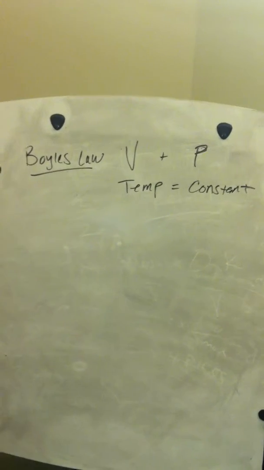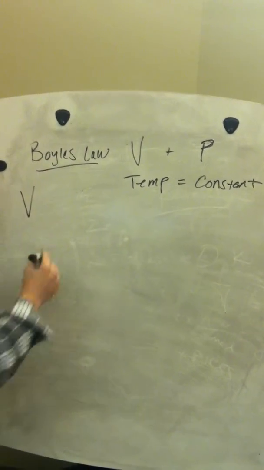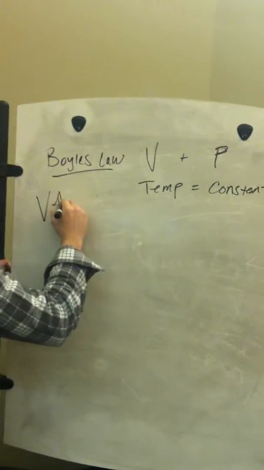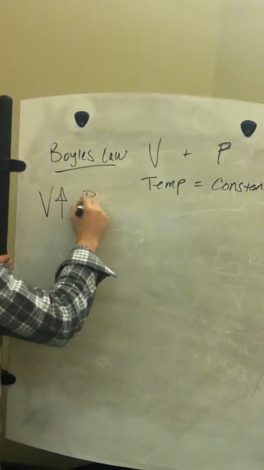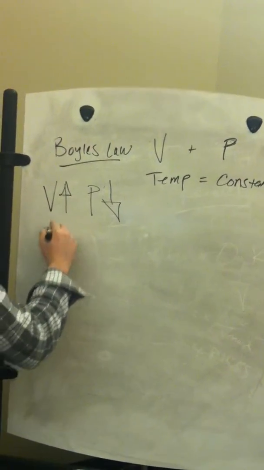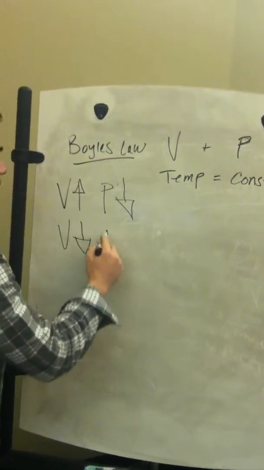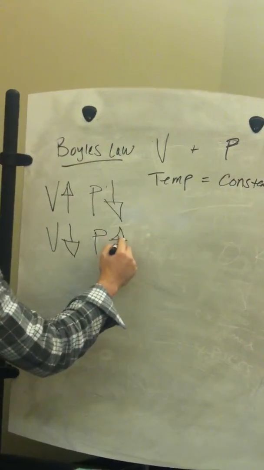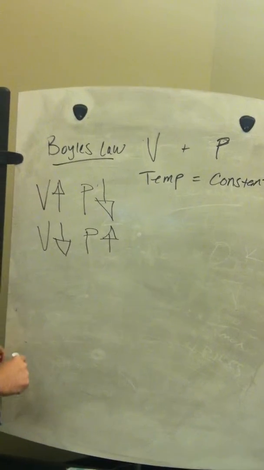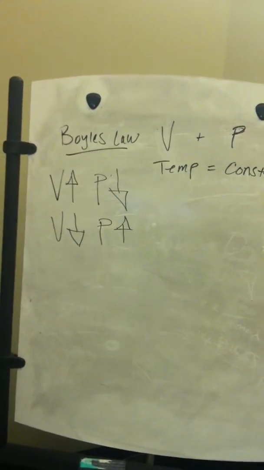What Boyle's Law states is that when the volume of a container holding gas is increased, the pressure of the gas inside the container is decreased. And when the volume of that container is decreased, the pressure of the gas is increased. Another way to say this is that they are inversely proportional to one another.